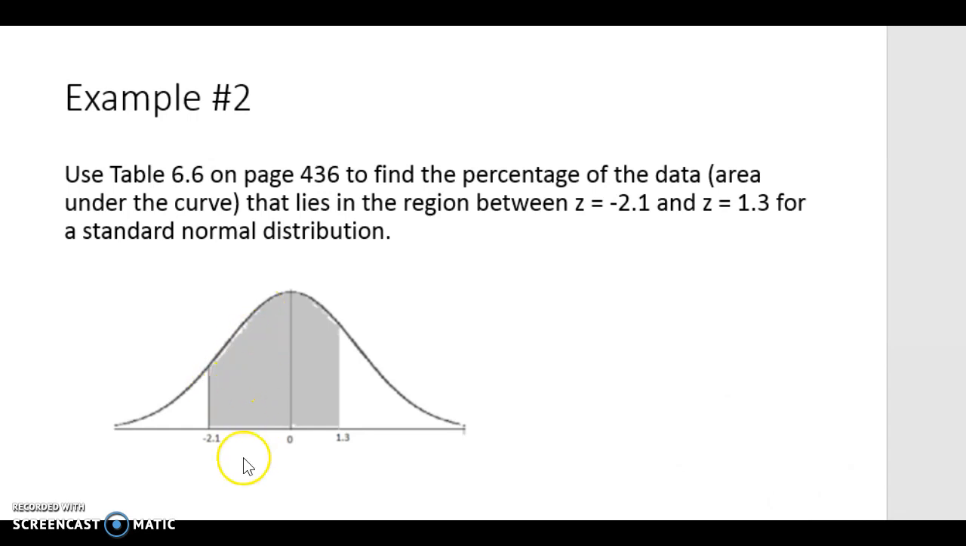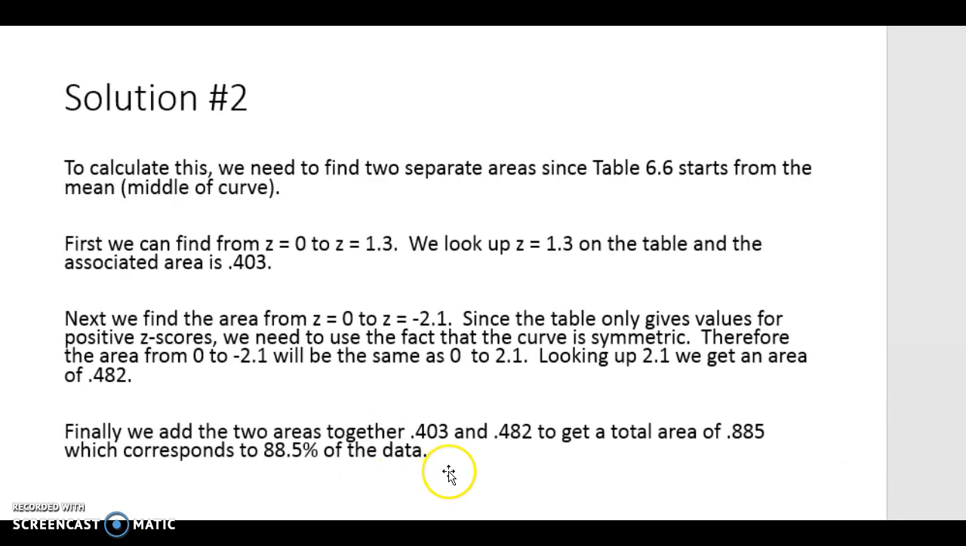Now the other area here, from 0 to negative 2.1, we're going to use the fact that that area is going to be the same as from 0 to positive 2.1. So we're going to look up positive 2.1 on our table, and we're going to get 0.482. So the area under the curve from negative 2.1 to 0 is 0.482, and from 0 to 1.3 is 0.403. We add those two areas up, and we get a total of 0.885, or about 88.5% of the data would lie within those two scores.